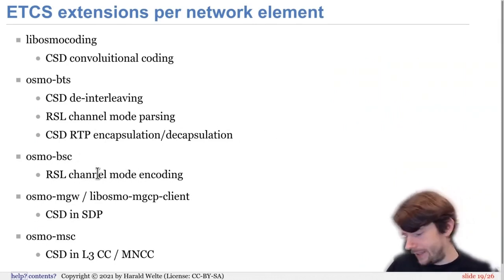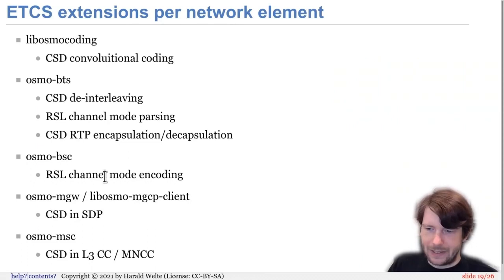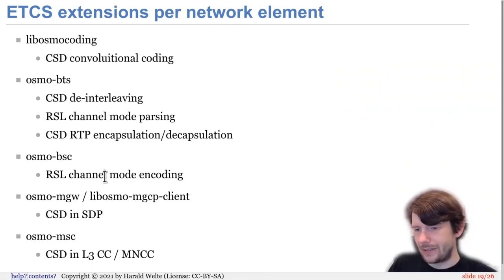On the BSC, we again have this channel mode encoding for circuit switched data calls, not just on the RSL, but also on the A interface. So the MSC basically assigns a channel and says it's a certain circuit switched data mode, and we need to convert that to the right RSL bits and do the assignment on the A-bis side. In the media gateway and MGCP client, we would have to signal a CSD payload in the session description protocol that is included in the MGCP messages between media gateway and BSC.